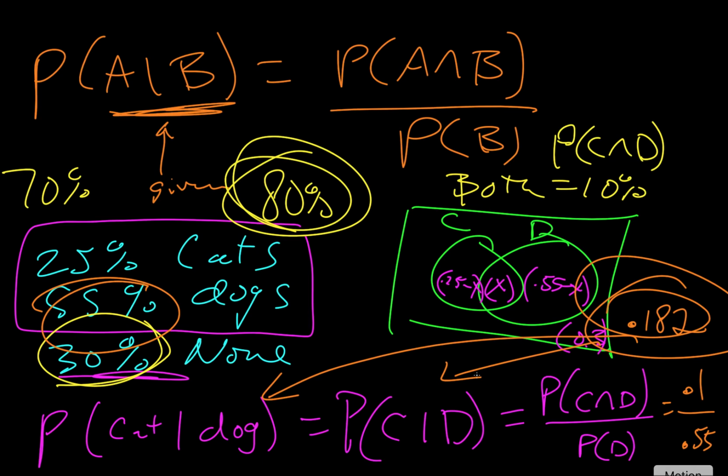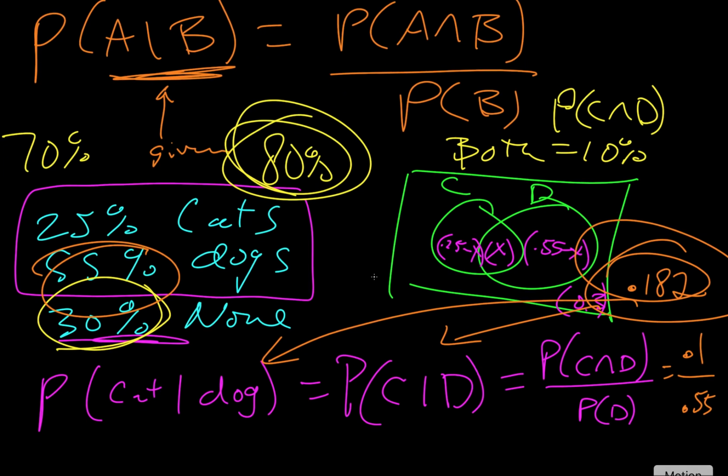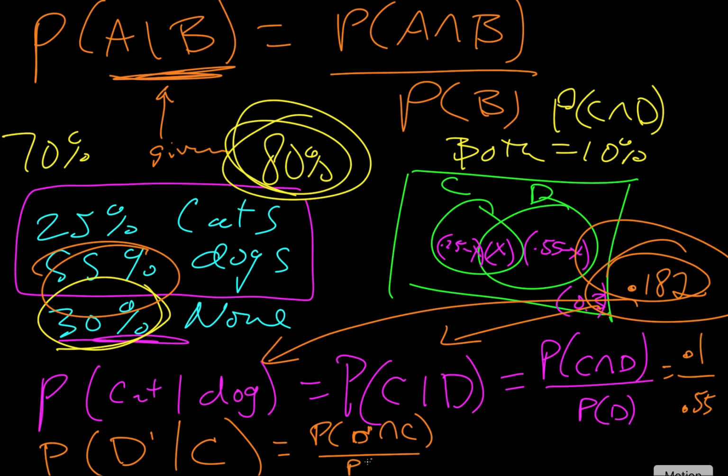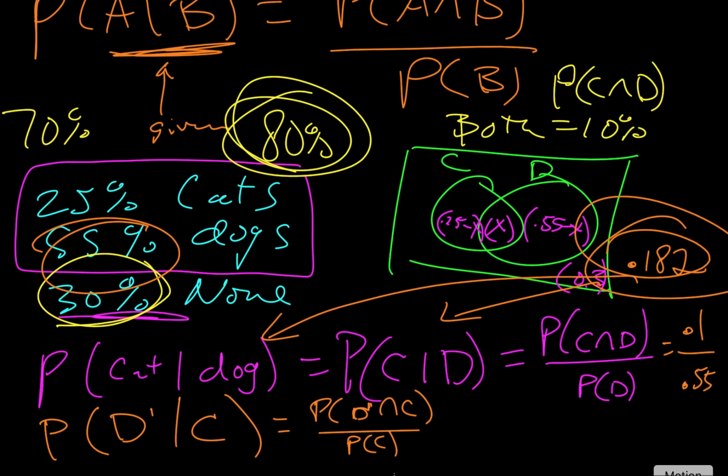Okay. Now there's another part to this question. It says, find the probability that a randomly selected resident does not own a dog given that they own a cat. So we want the probability that we get not a dog given we know they own a cat. Okay, so it's going to be probability of not dog, or sorry, cat, yeah, not dog and cat, and then probability of cat. All right.